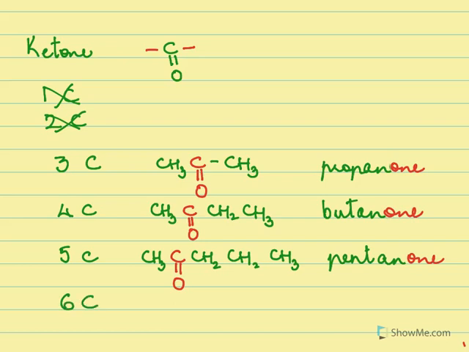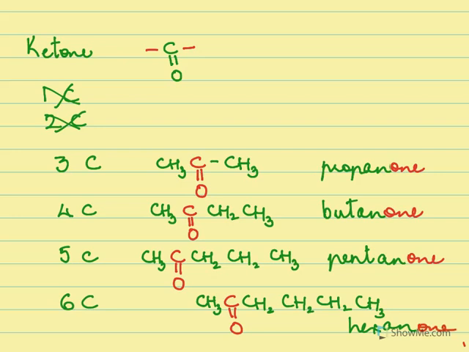Now for 6 carbon. So 6 carbon, first you put your functional group and now attach your carbon. So CH3, 1 carbon, 2 carbon, this is 3 carbon, 4, 5, the last carbon is CH3. So that would be hexane, your alkane, and then you take away the E and you put O-N-E, that becomes hexanone, 6 carbon ketone.